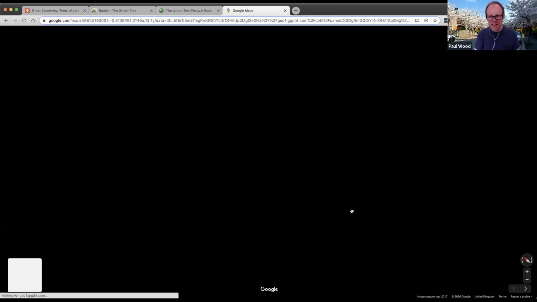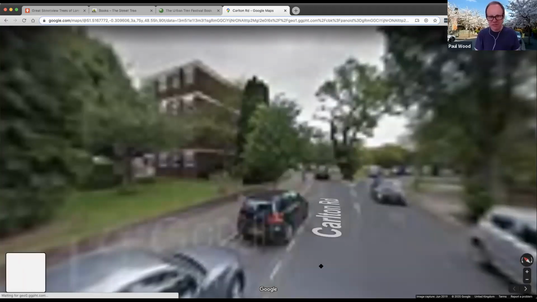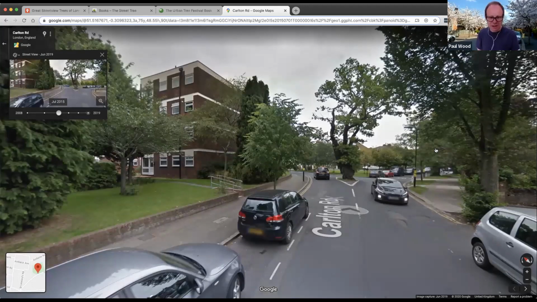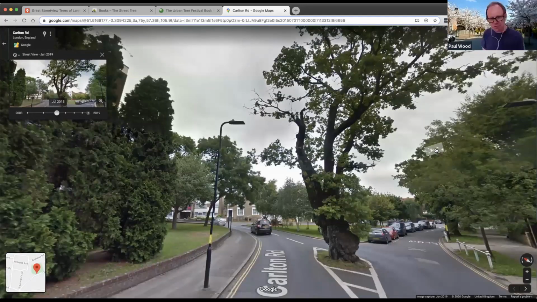And live on Street View, I'm going to take you to the rather not that amazing looking tree, but it's right in the middle of the road. They've built the road around it. It's called the Elephant Tree. And I don't know whether anybody is from West London or Ealing and knows this tree, but it's called the Elephant Tree because apparently an elephant is buried under it. Now, this story is obviously a bit of a myth, or is it?